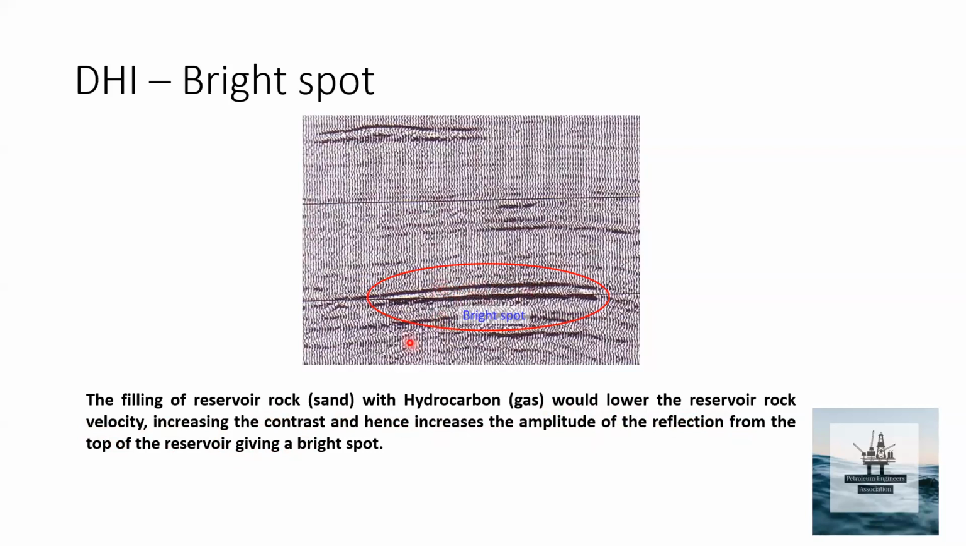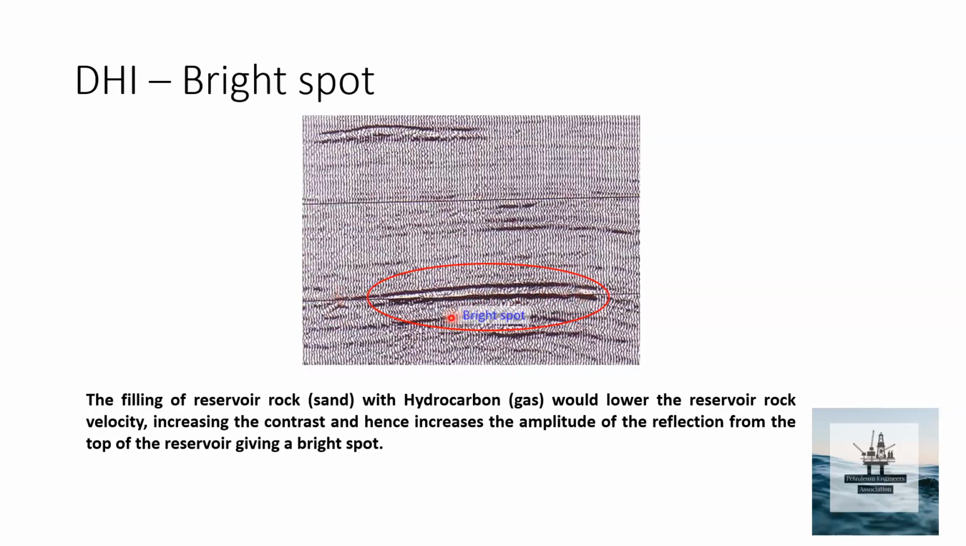So you have peak or trough. As this contrast or variation increases, you can see the bright spot. And this is related to the difference of the density, velocity, lithology, and all the character of the rock. This high variation will cause a significant amplitude variation.